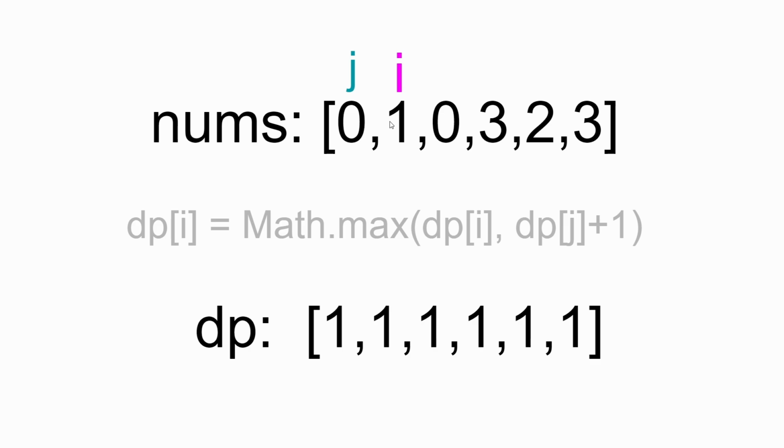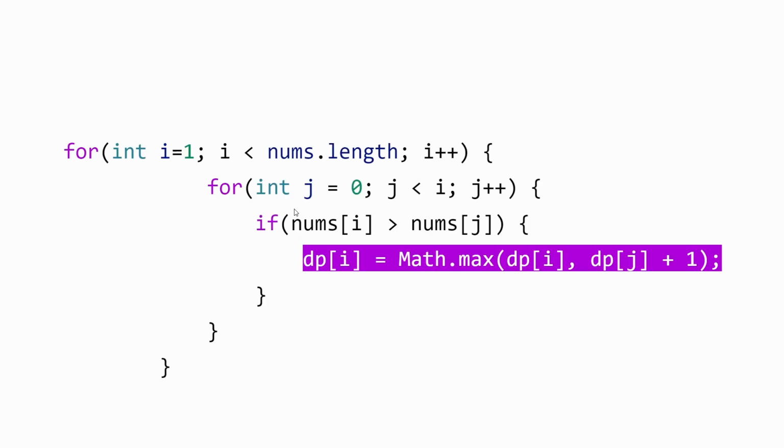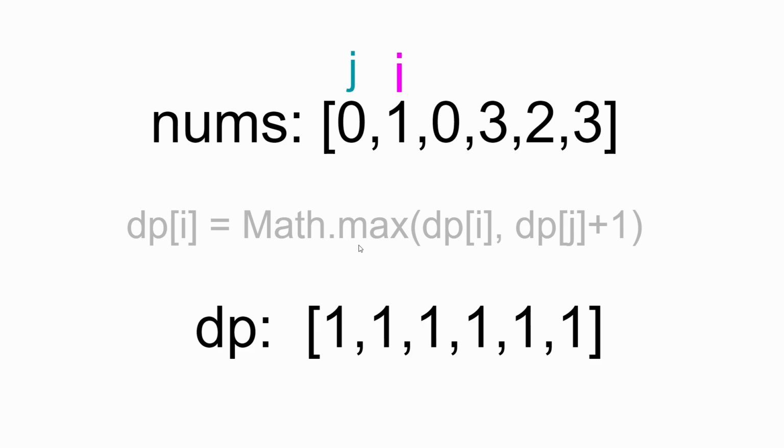And now we're going to say, is nums at I greater than nums at j? Is 1 greater than 0? Yes. So we're going to go inside to this logic right here, right? I have it put right here in this gray text, so you can kind of see it. This is true, so we go into this logic.